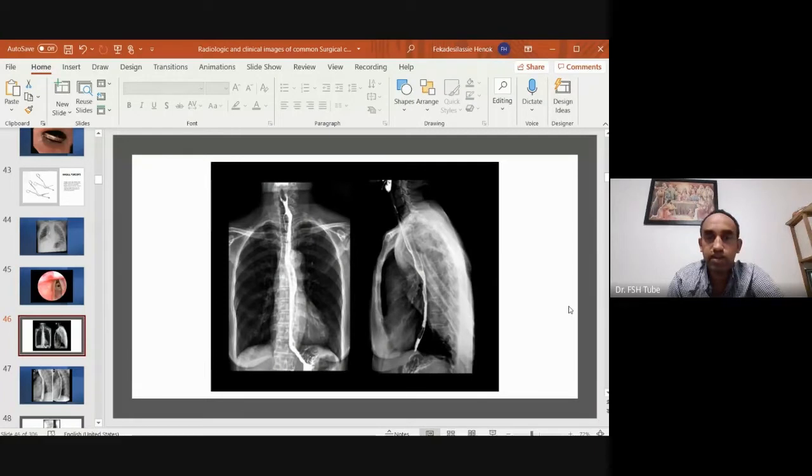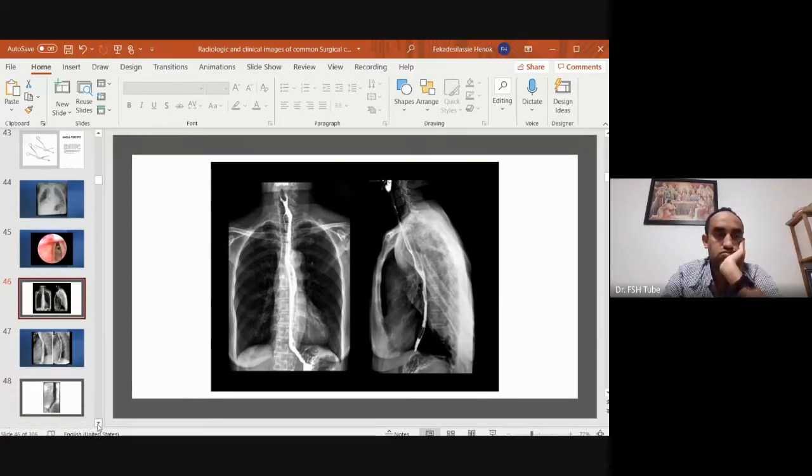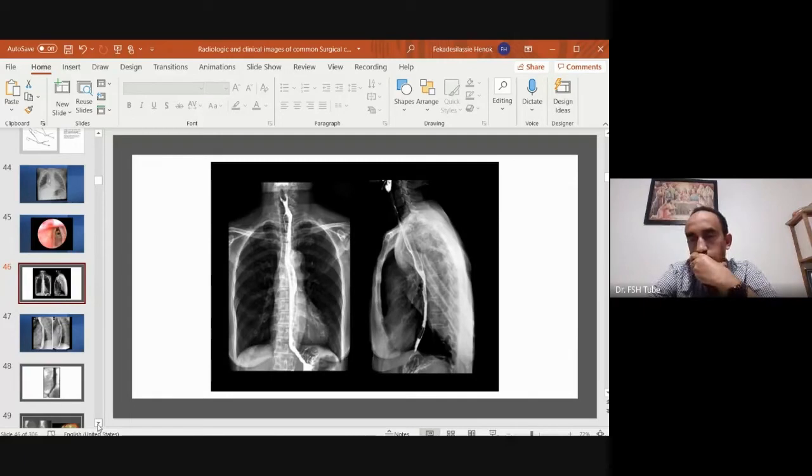Okay, what's going on? What kind of x-ray is this? What kind of x-ray is that? Yes, AP and lateral, but what kind of AP and lateral is the question? Barium swallow. Yes, it's a barium swallow. Thank you so much. This is a normal study. This one is AP, this is lateral. You can see the normal caliber of the esophagus coming to the stomach. So it's a barium study.